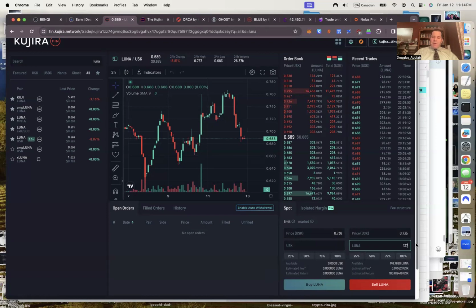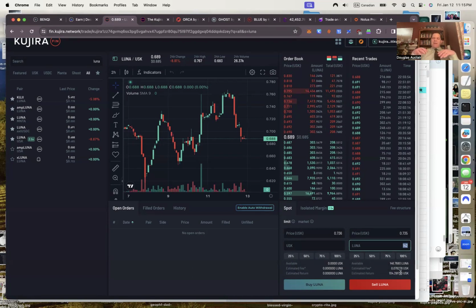Or we could meet halfway. So 9 Luna, halfway between that is 4.5. So if I do that, I arbitrate, I get 104 USK. So I get 4 USK more than I started with, arbitrating USK. But also, I'm selling 142 Luna out of 146.8 Luna. So I would keep 4.8 Luna.